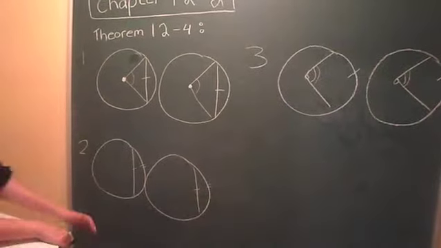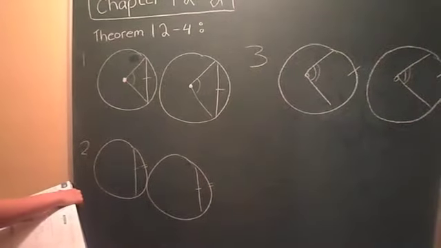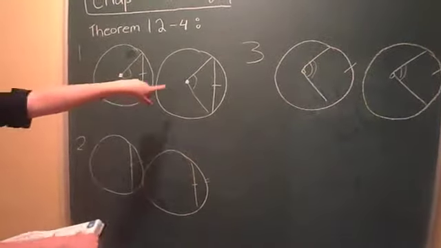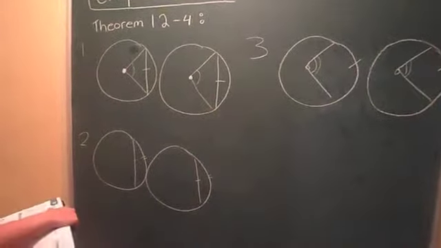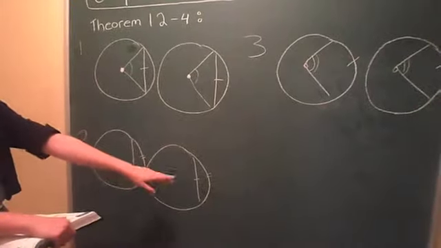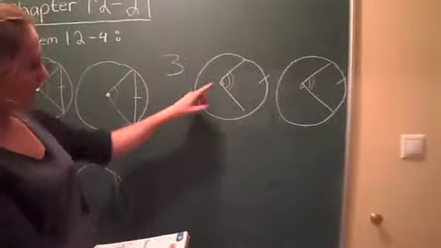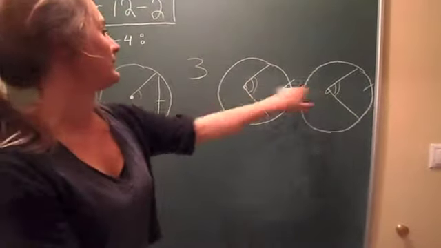Chapter 12.2, Theorem 12.4 states that within a circle or in congruent circles, number 1, congruent central angles have congruent chords, number 2, congruent chords have congruent arcs, right there. And number 3, congruent arcs have congruent central angles, right there.